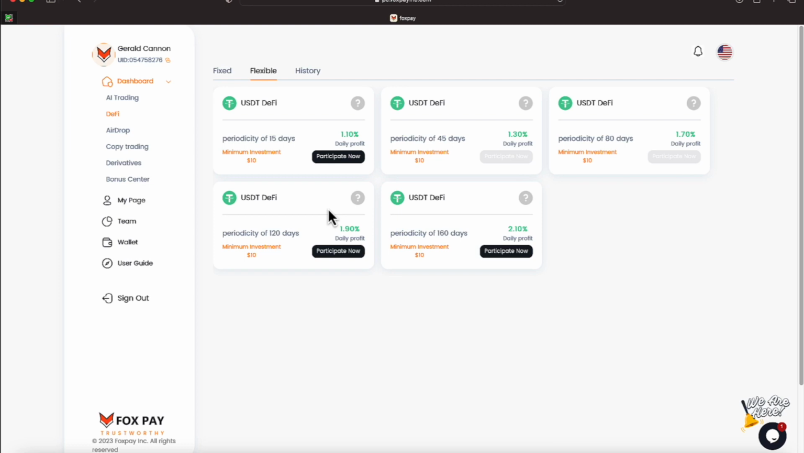So we have a 15-day that will earn you 1.1%. A 45-day, which we're participating on, that's earning 1.3%. An 80-day plan that's earning 1.7%. And we're also participating on that. Both of those are grayed out. And a 120-day plan that's earning 1.9%, and a 160-day plan that's earning 2.1%. All of these require a minimum of a $10 investment.